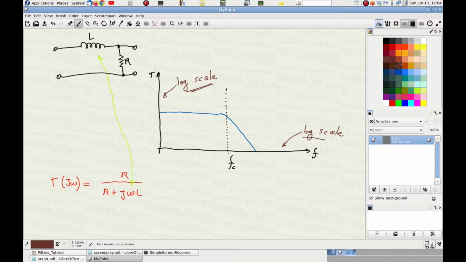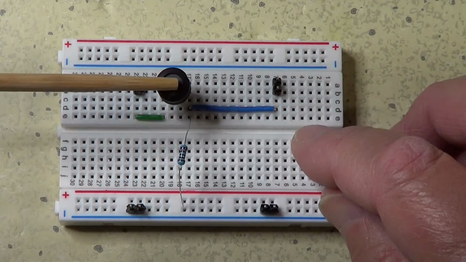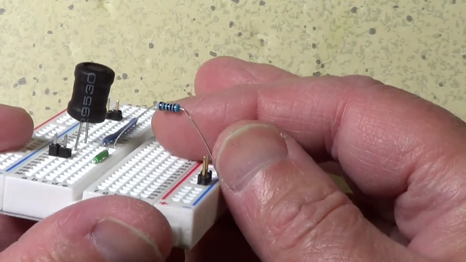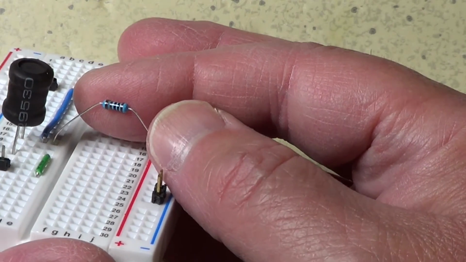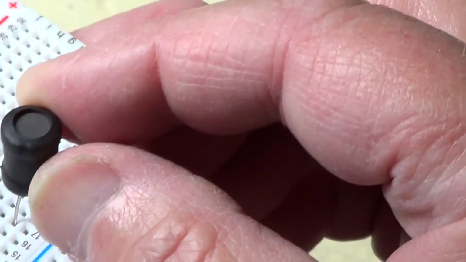Let's now go to the lab and make some experiments to see if what we have found so far with the theory is reflected in practice. Let's start by examining the circuit that we want to test. As you can see here, we have just an inductor and a resistor. This resistor in particular is 1 kilo ohm, and this inductor is 10 millihenries.